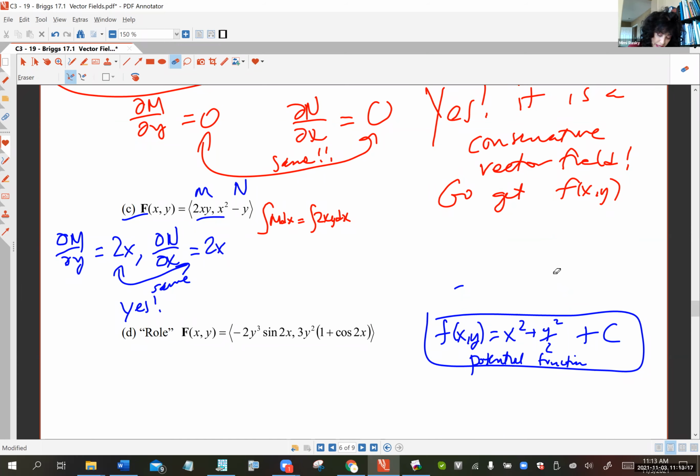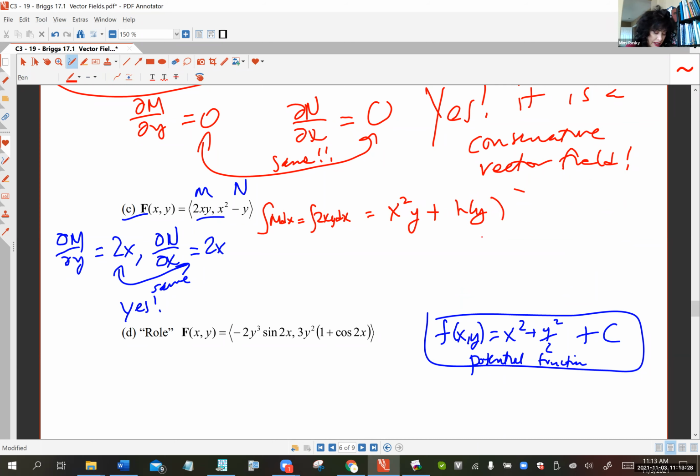Okay, so let's write that down. x squared y plus h of y. Okay, fine. Then you're going to integrate n with respect to y. So you're going to integrate x squared minus y dy. There's a minus in there. Not too hard. This looks like it's going to be x squared y minus y squared over 2 plus extra junk, g of x.